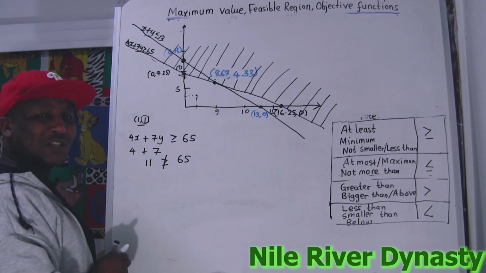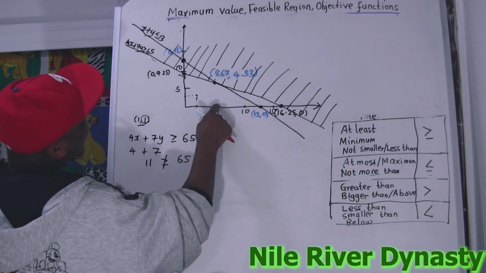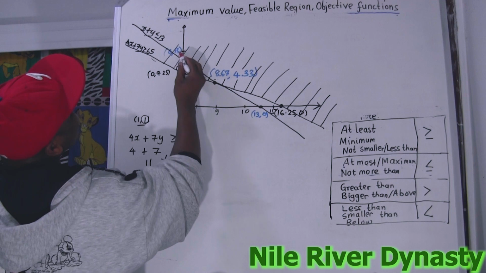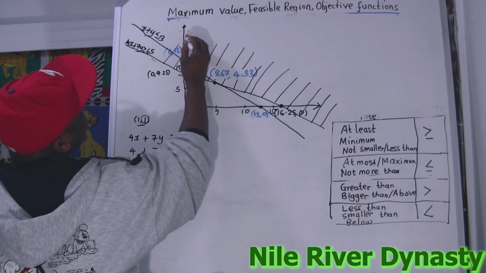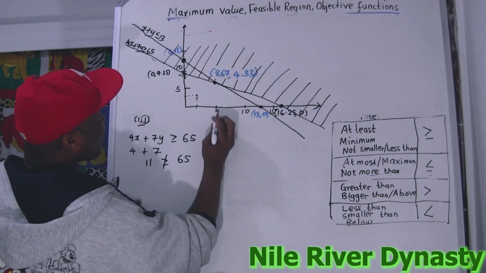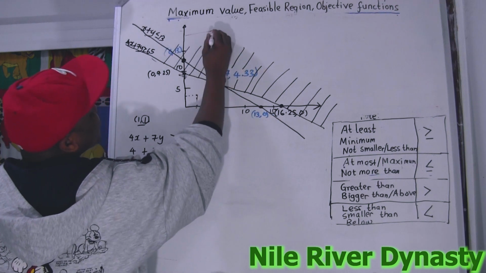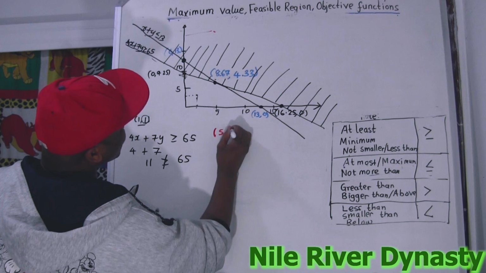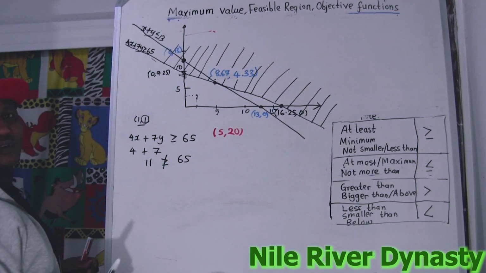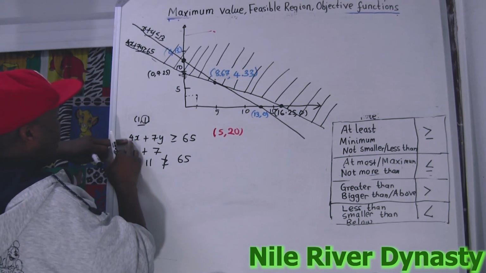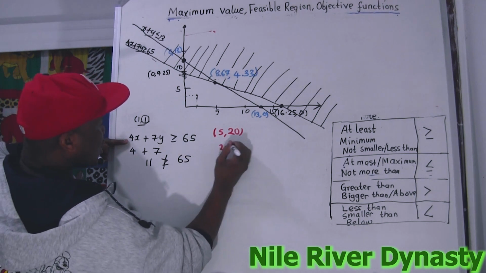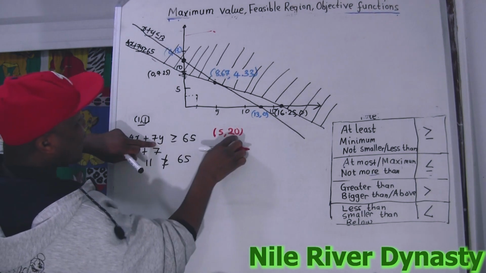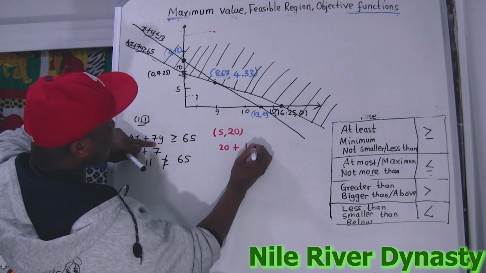Now, let's say you take 5 and 20. I know 5 and 20 means x is 5 and 20 is going to be somewhere on top of this line. So let's take 5 and 20, and we know this must be true if that's the case. So 4x: 4 times 5 equals 20, plus 7 times y, y equal to 20, 7 times 20 equals 140.